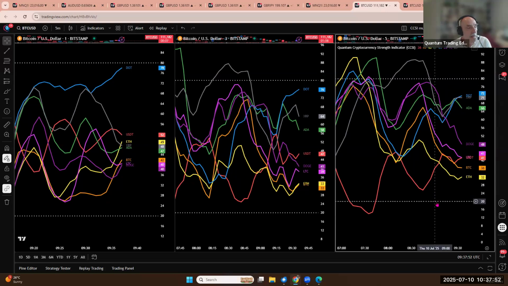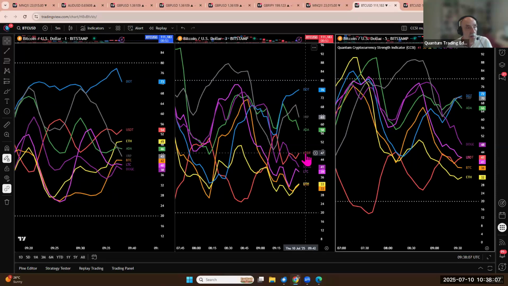Now, the only difference within the crypto world as opposed to the currency world is that our primary focus is on this one, which is the red line, which is the currency denoted by tether, because ultimately all cryptocurrency pairs are quoted against the dollar, which is in effect tether.